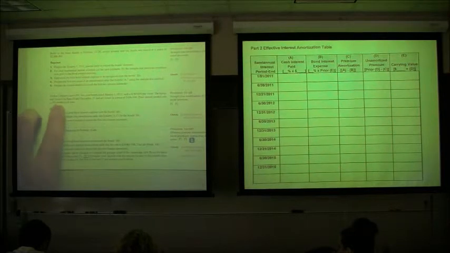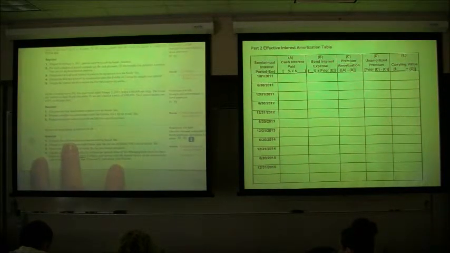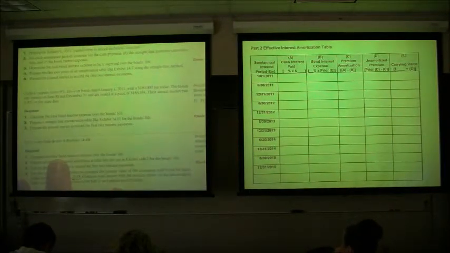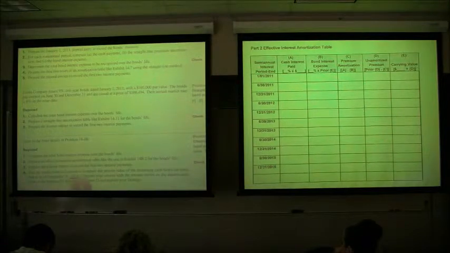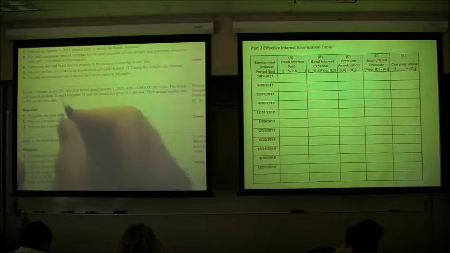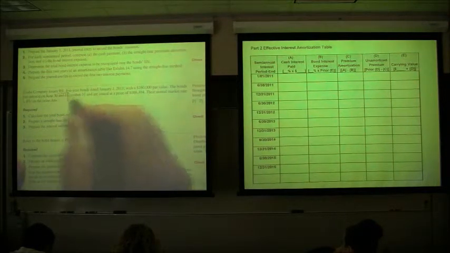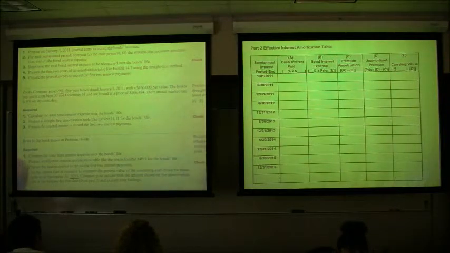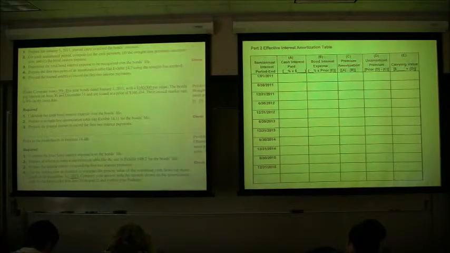The Zova Company issues a 9% 5-year bond dated January 1st with $160,000 par value. The bonds pay interest June 30th and December 30th and are issued at a price of $166,494. Their annual market rate is 8%. Okay, so let's take a look at this. It's a 9% bond, okay? And they're borrowing $160,000 at 9%.